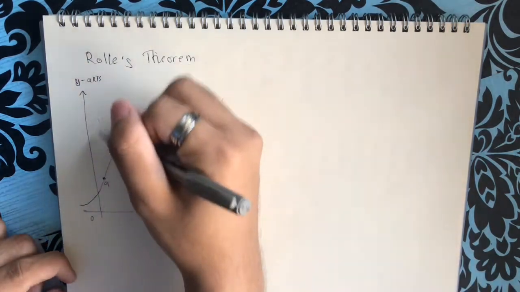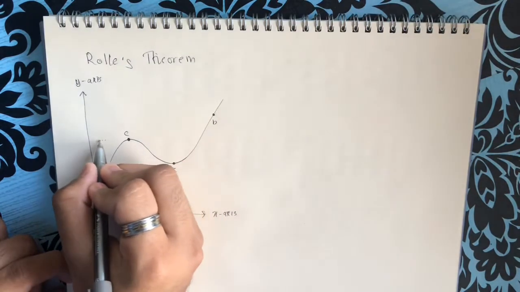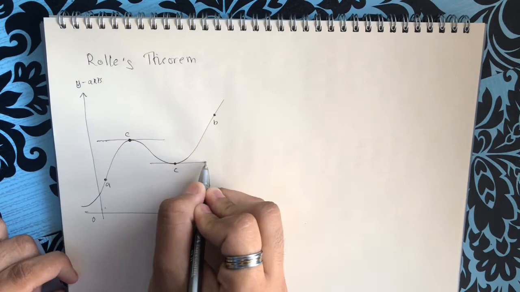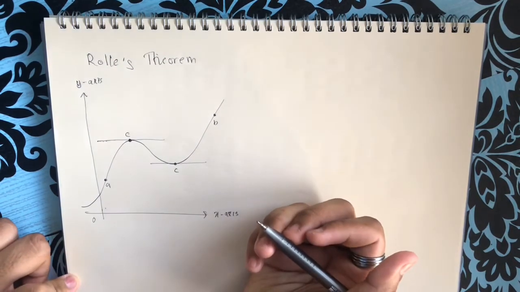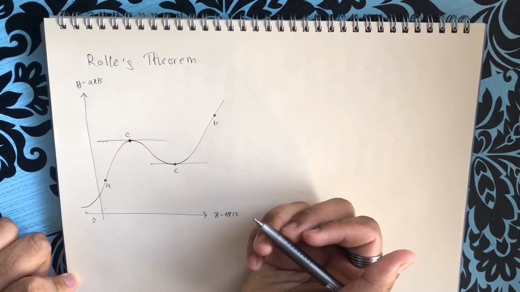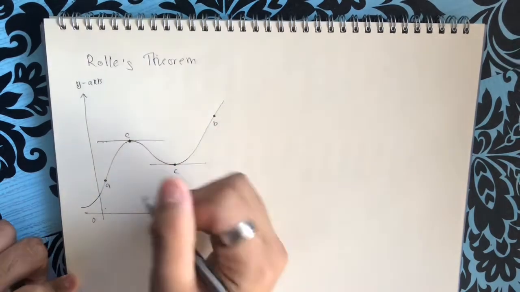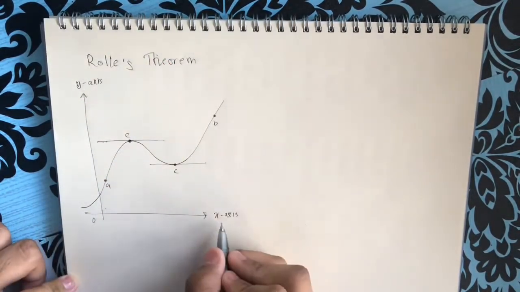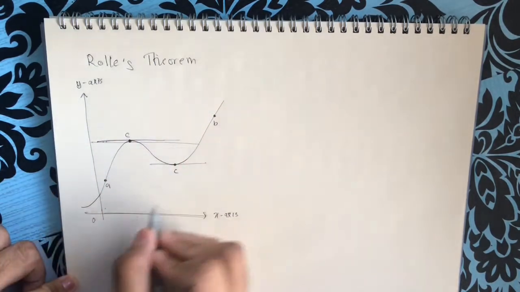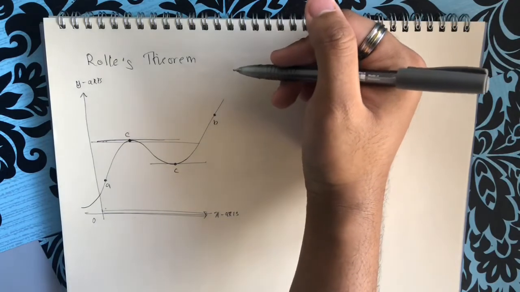Within the interval A and B, there is a tangent. If we look closely at this graph, we can see that the tangent at the critical point c is parallel to the x-axis. This is the axis and this is the tangent at c. You can see this is a parallel line. So this is for Rolle's theorem.